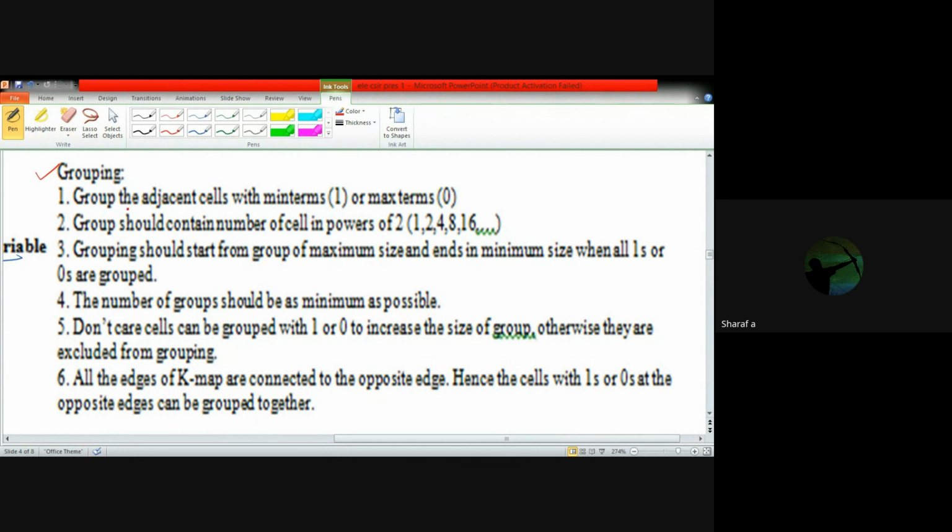So for the grouping, you can see from here, the first point: the adjacent cells have to be grouped. Whether it is max terms or min terms does not matter. Whether it is 1 or 0 is not a matter, but only the adjacent cells you can group. That is the first point. You cannot group random cells, only the adjacent cells. Okay, which means if you have some cells like this, for example, I will just draw this.